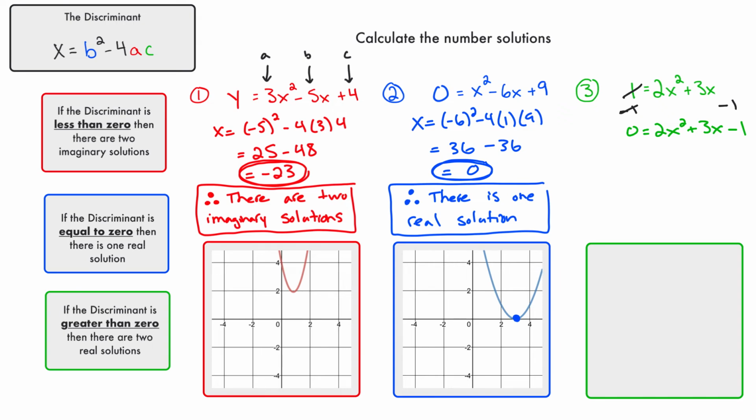Now it's set up to where I can use the discriminant because it's equal to 0. So it's going to be the b value, which is 3, squared minus 4 times the a value times the c value. That's going to be 9 plus 8, which is 17. That's the discriminant. The discriminant is positive. Therefore, there will be 2 real solutions.